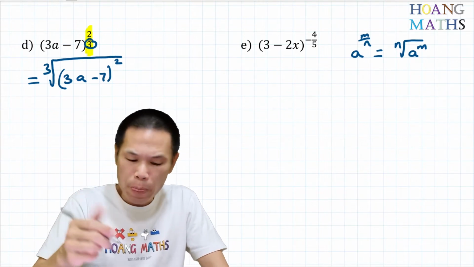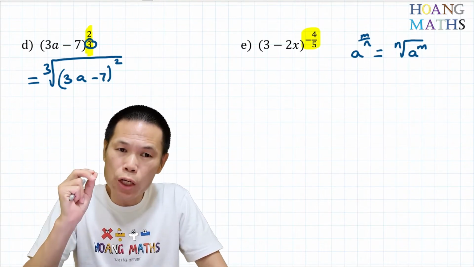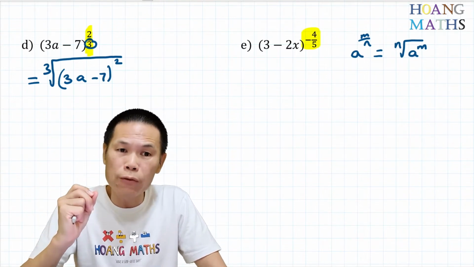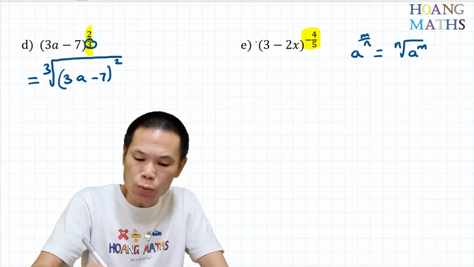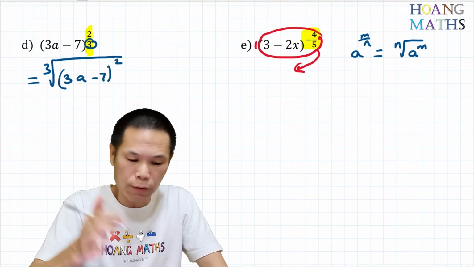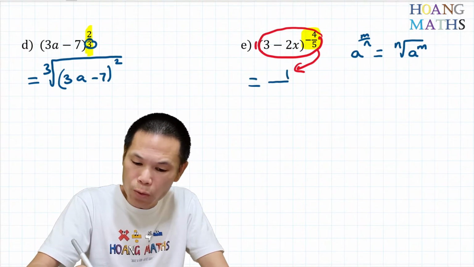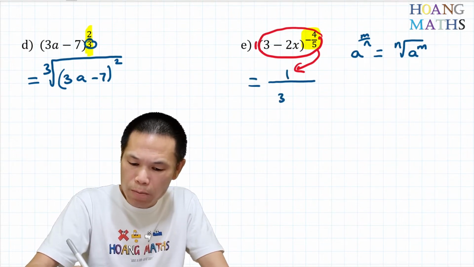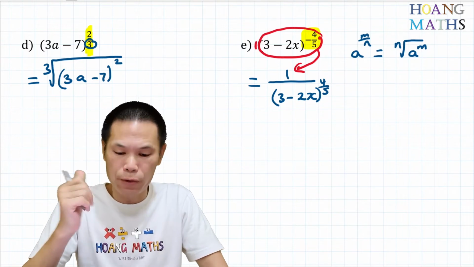And part E, so we have a negative index. Before we do anything, we need to convert that into positive index first. And no coefficient in front of the brackets, that means 1, okay? Then we just need to bring this group down so it becomes positive. So that will give me equal 1 over 3 minus 2x, and then power of 4 over 5, or 4/5 if you like.